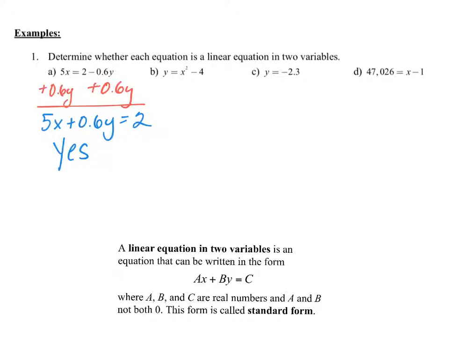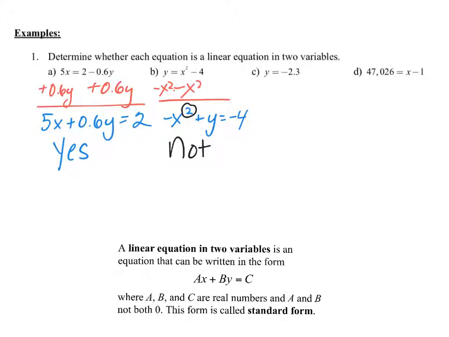Now in part b, we have y equals x squared minus 4. If we were to write both x and y terms on the left side of the equation, we can do that by subtracting x squared from both sides. But then our resulting equation ends up looking like negative x squared plus y equals negative 4. This is not a linear equation in two variables, because we have a squared term for the x, instead of ax plus by equals c, where x and y are both powers of 1.